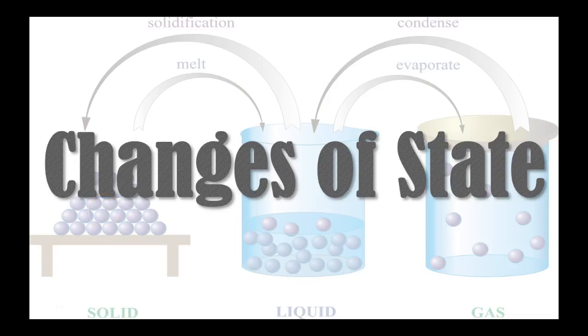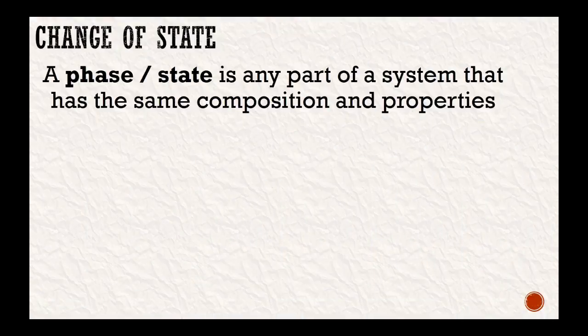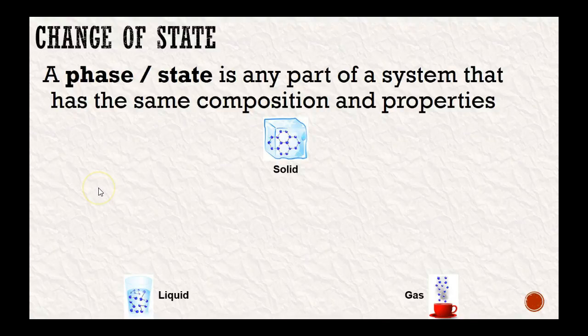Hello students of science. In this video we're going to talk about changes of state, how things move between solid, liquid, and gas. So first we need to define what we're talking about. A phase or state is any part of a system that has the same composition and properties. The main three that we're going to be talking about are solid, liquid, and gas. I'm going to be focusing mostly on water here because it's what everyone is most familiar with.